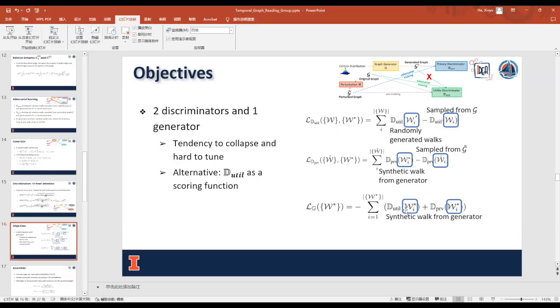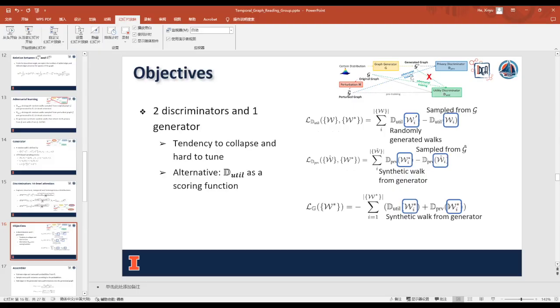Therefore, when implementing our methods, we took an alternative approach by setting the utility discriminator as a scoring function, so that this utility discriminator is pre-trained and detached from the adversarial learning framework. Therefore, you can see that we removed the utility discriminator's training from the adversarial training process of the original graph and generated graph, and instead pre-trained it with randomly sampled generated negative samples and samples from the original graph.